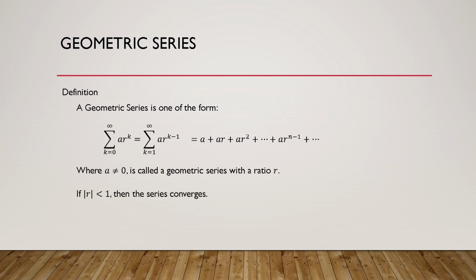If the absolute value of r is less than 1, then the series converges. If the absolute value of r is greater than or equal to 1, then the series diverges. When this series converges, the limit of the partial sum can be found by taking a over 1 minus r.